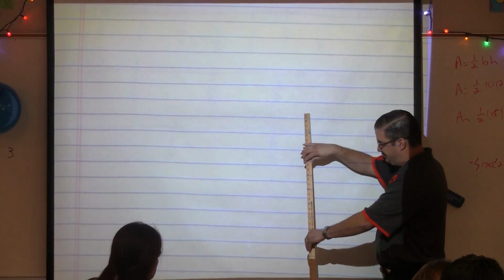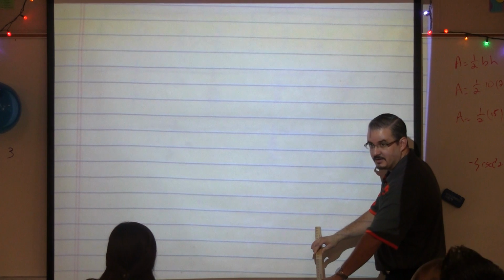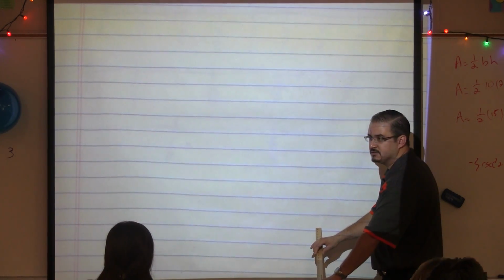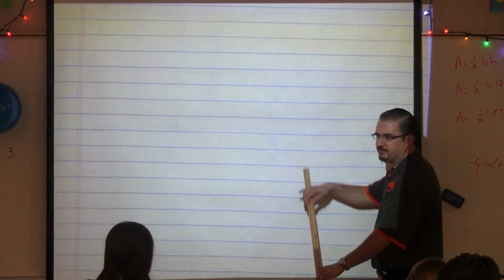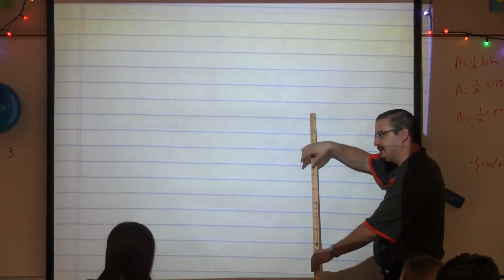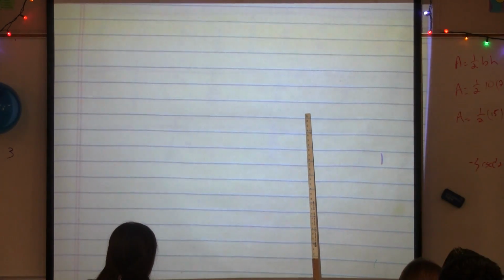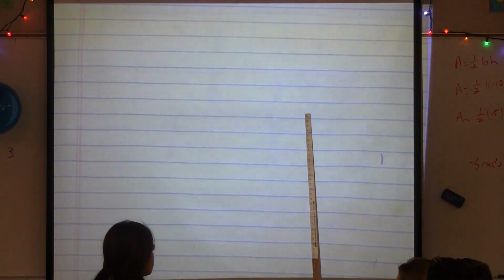Would this area be the same as this area? Yes? Or no? Some say yes, some say no. I don't know what to think. You don't know what to think? Because maybe they would just switch names, I guess, like multiply one side by the other and pull it out.